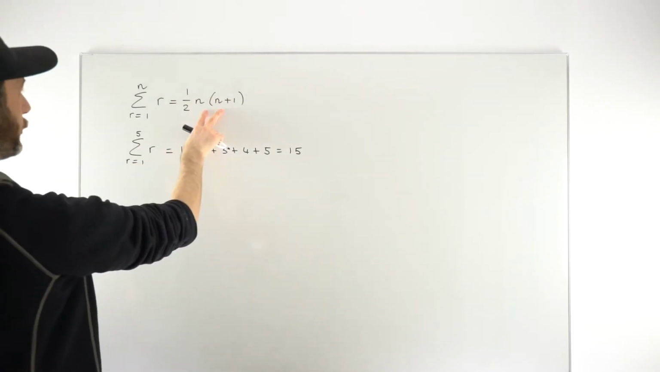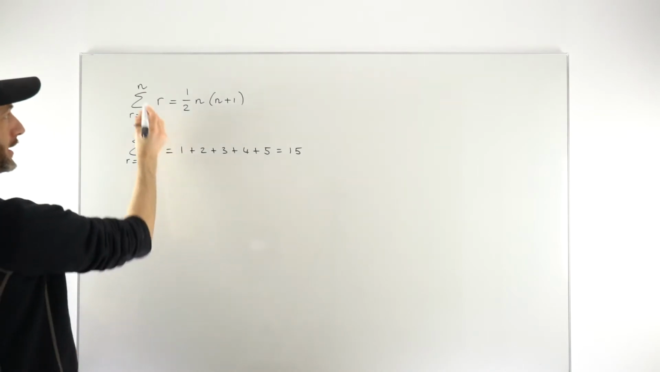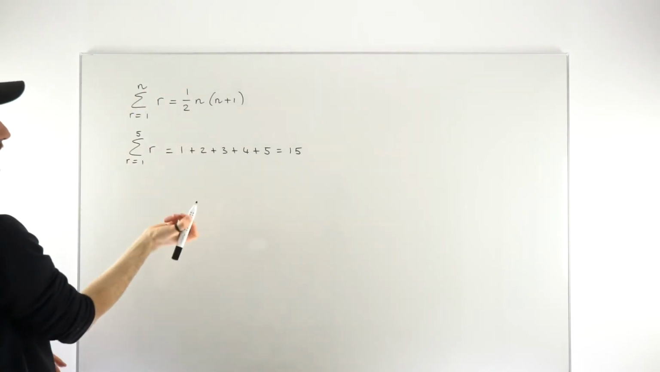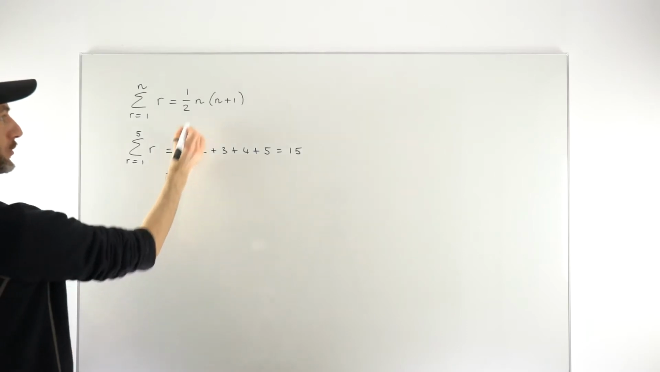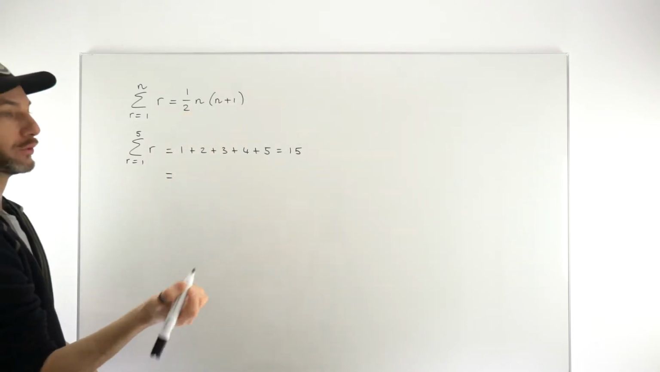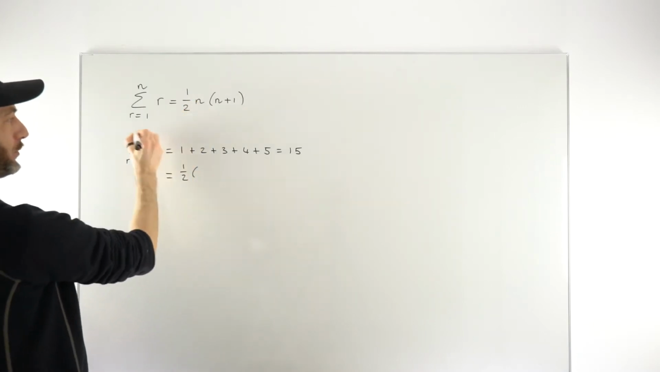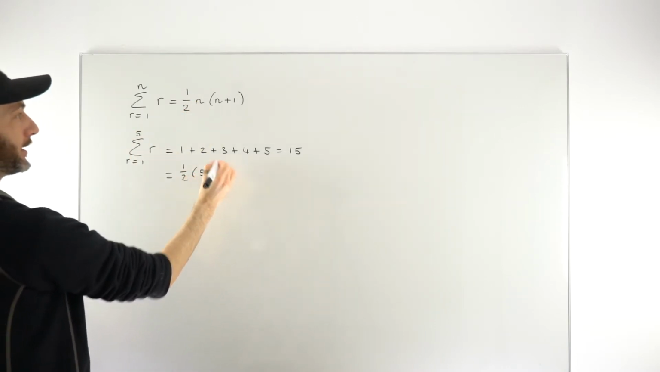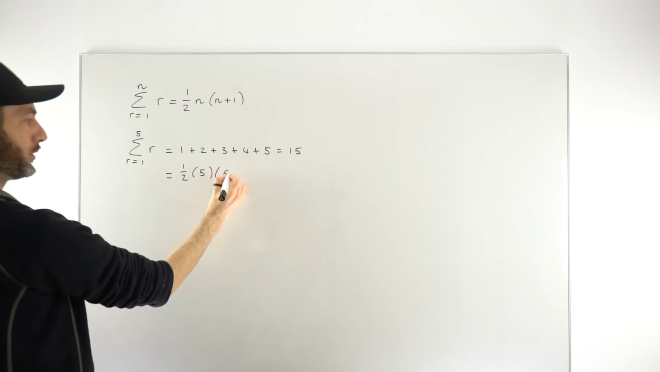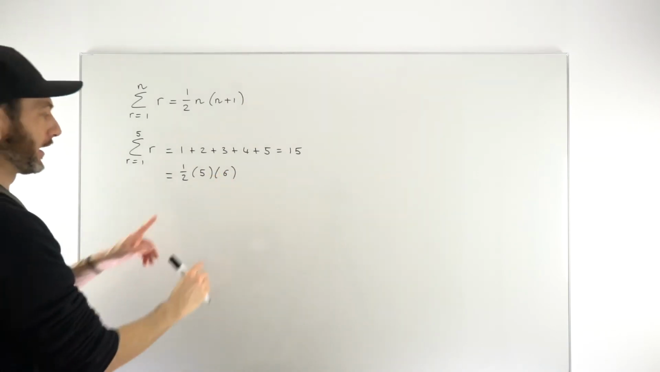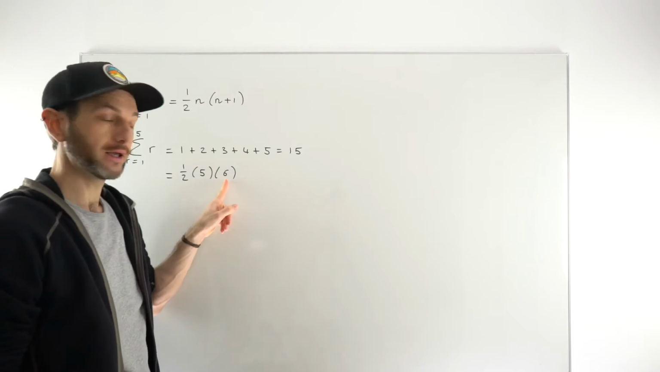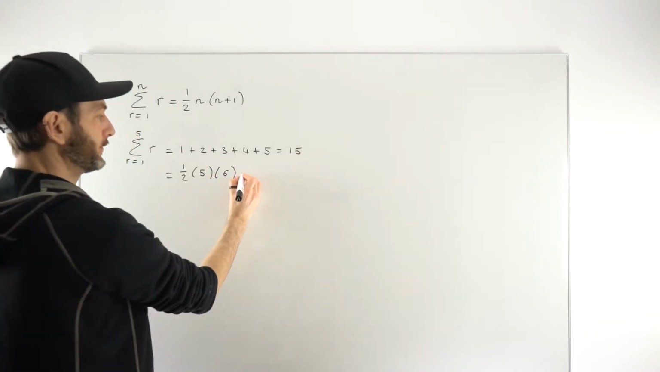So how does this result work? Well, it says that whatever your n number is, your highest number in your series, you just substitute that number in there and that will give you the sum. In other words, in our case, you would do 1/2 times n, which is 5 for us, times n plus 1, which is 5 plus 1, which is 6. Multiplying those together, 1/2 times 6 gives you 3, 3 times 5 does give us 15.